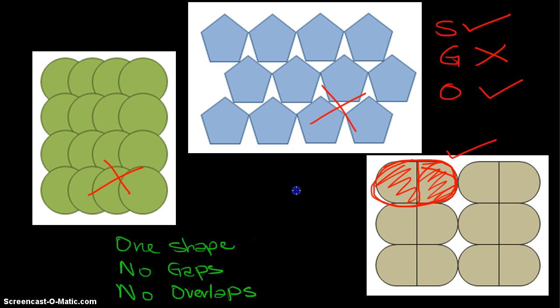So shape, yes. Are there gaps in between? Yes, you can see that there are actually gaps in between. So this also fails the gaps test. And are there any overlaps? No, there are no overlaps. So this one passed the overlap test. But because of the gaps in between, this is not a tessellation.